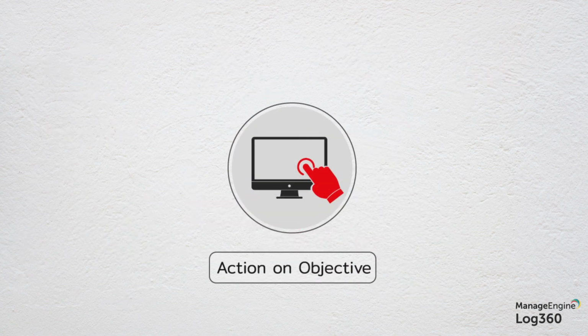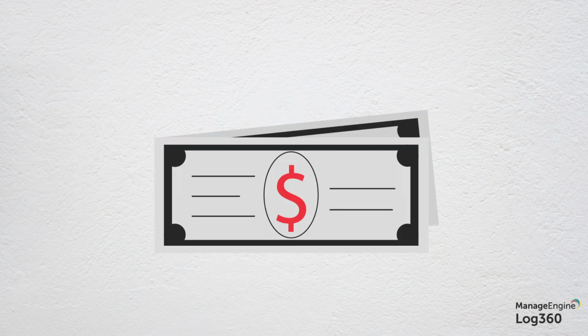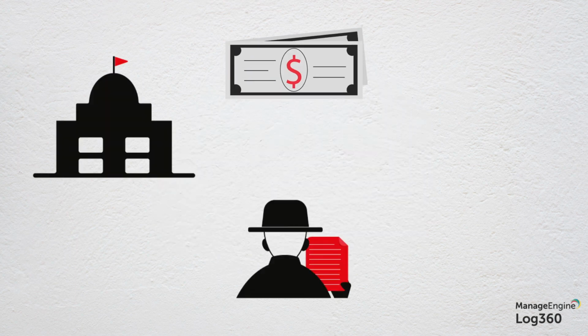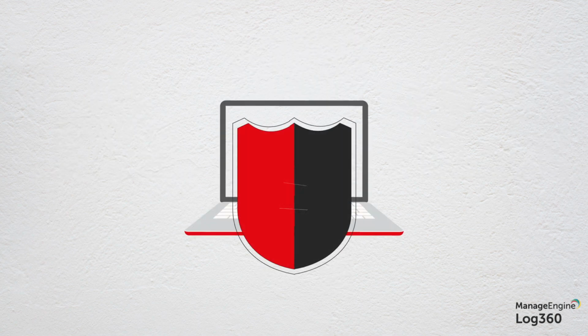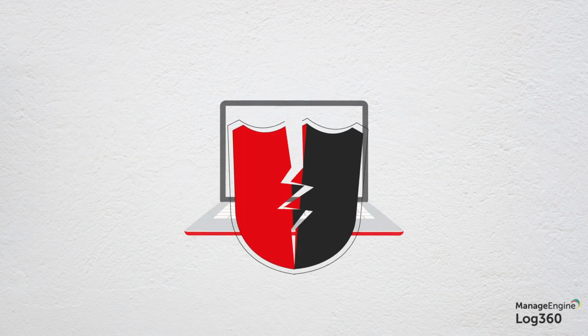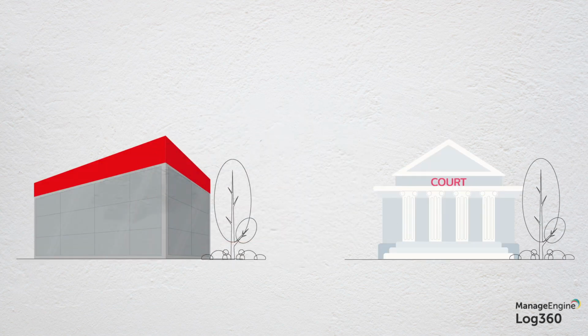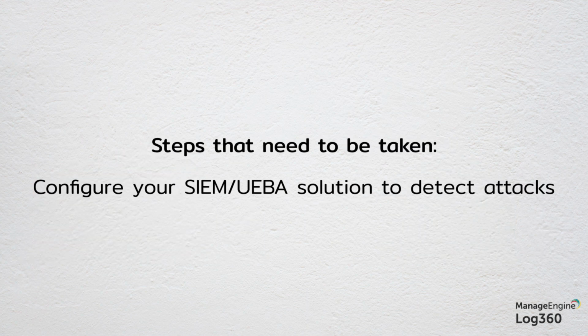Action on objective. This is the stage where the actual damage is done based on the motive: financial, political, espionage, revenge, etc., and the objective is achieved. Often, the clear indicators at this stage go unnoticed, and enterprises end up paying hefty compliance violation penalties and lose credibility. Don't lag behind. In your SIEM solution, configure correlation rules to detect data exfiltration and resource abuse to help stop attacks and reduce the damage they cause.